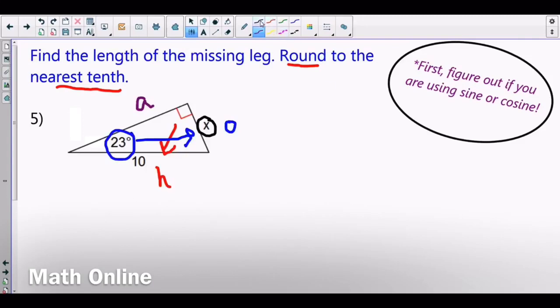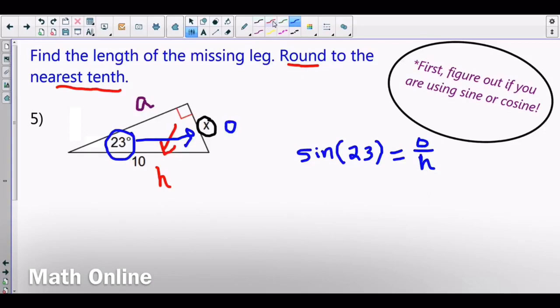So therefore, which trigonometric ratio satisfies those two sides? And everyone should be saying sine, right? So we're going to say sine of how many degrees? 23 degrees, right? That's the angle of interest. It always goes there. Sine of 23 degrees is equal to opposite side over the hypotenuse, right? That's how we've been doing our ratios, okay?